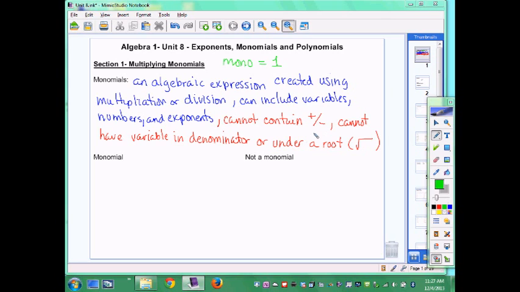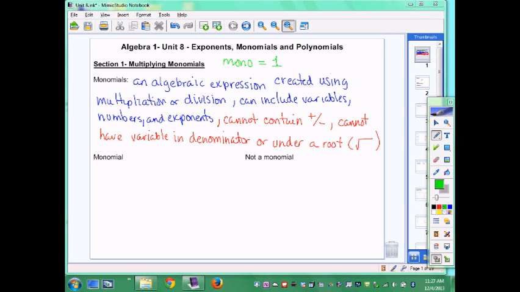There's no addition or subtraction in a monomial. It can include variables, numbers, and exponents. However, variables cannot be in the denominator, and they cannot be under a root. If it's under a root, or if it's under a denominator, it's not a monomial, technically.